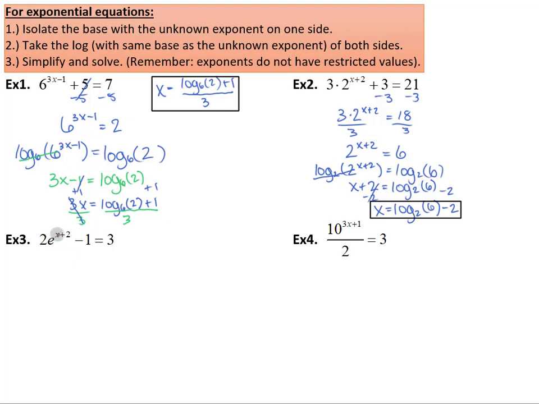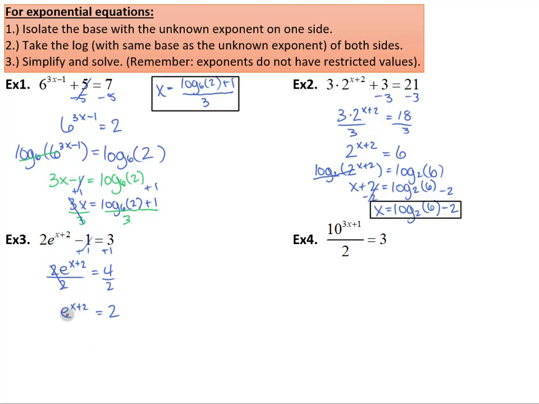Okay, for number 3, same idea. Here we need to get the base of e. This is Euler's number, the base e here by itself. So let's go ahead and get rid of things with addition or subtraction. 2 times e to the x plus 2 equals 4. Divide away our 2. And we're going to have, so those cancel, e to the x plus 2 equals 2. Now if this ended up staying a fraction, that's fine. Just keep it as a fraction as you continue.